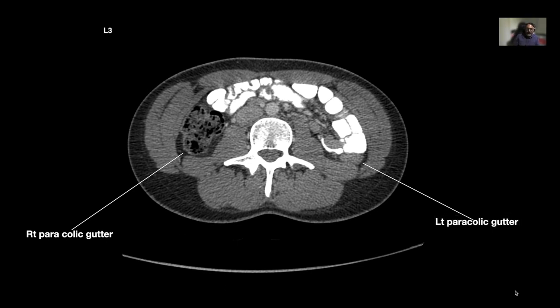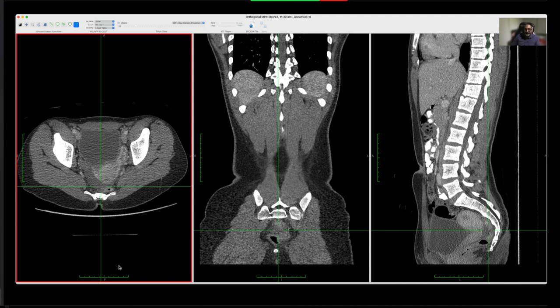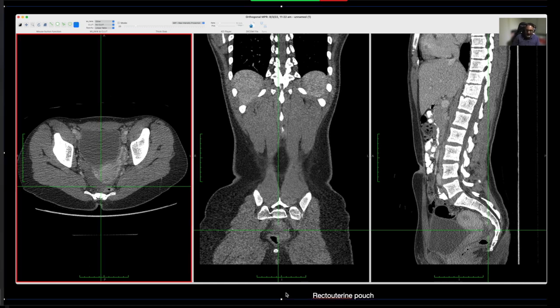Good. I think we're almost done. Here we are, all three are pointing to the same space. You answer this one. Correct. Rectouterine pouch is it. Correct. I spelled that wrong, but anyway.